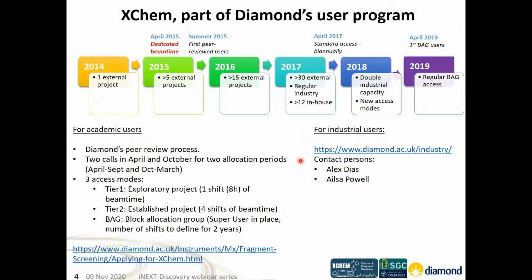Then for the industrial, you can basically contact Alex or Elsa, and they have two modes of services. You come and you do your experiments, or they do it for you. All the information is in that link here.